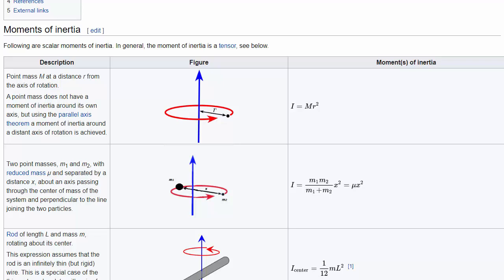Fortunately, there's a nice list of the moment of inertia, or the rotational inertia of extended objects. Wikipedia has a nice list. So if we take a look, here's our rock swinging on a string. All the mass is out at the radius, and the rotational inertia is m r squared.